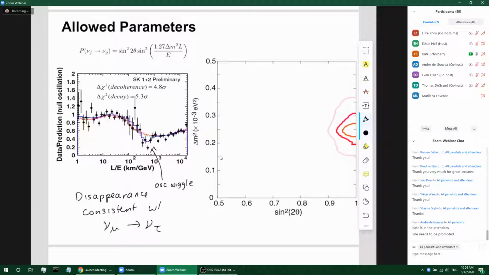And nu tau is approximately invisible for atmospheric neutrinos. So why is it invisible?